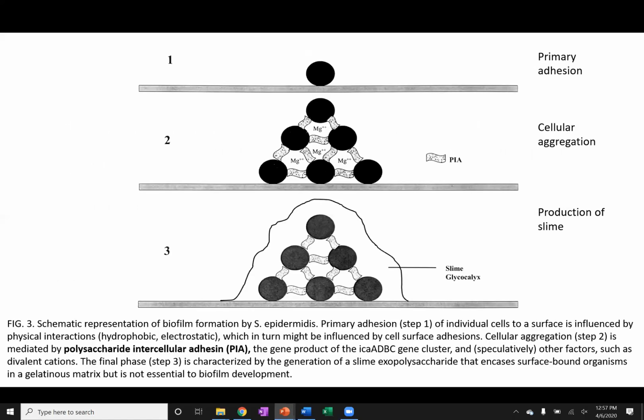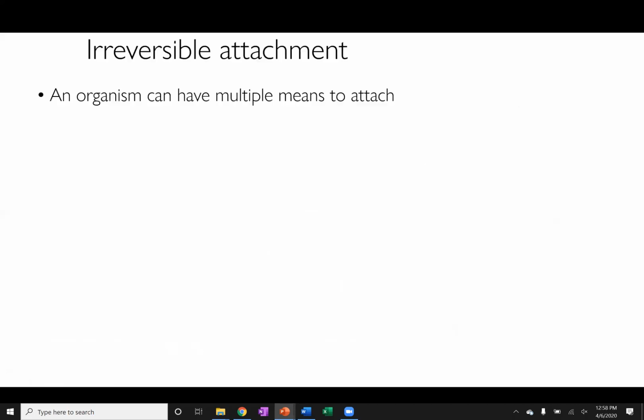So we can look at a basic schematic here. We have that primary adhesion, and then we start to produce these exopolysaccharides, which encourage cellular aggregation. And then finally we have the production of slime, making the sliminess of biofilms. But in terms of irreversible attachment, an organism can have multiple means to attach.